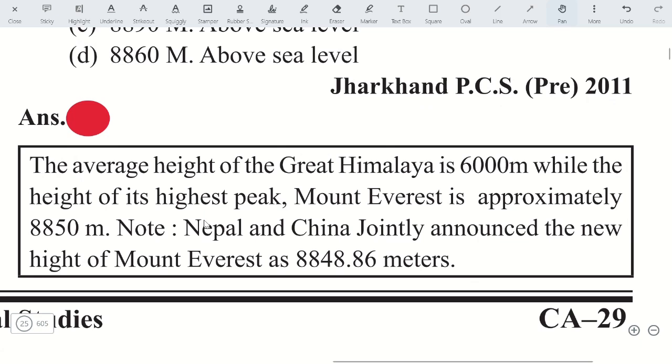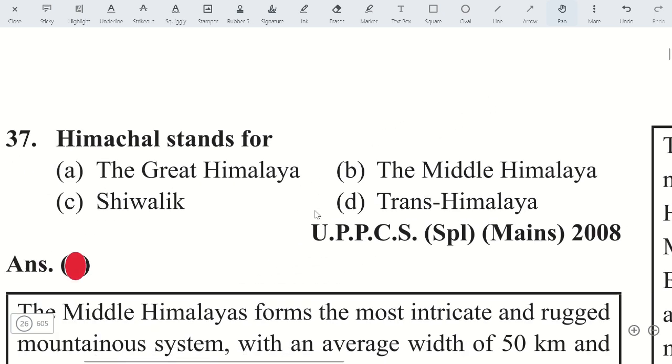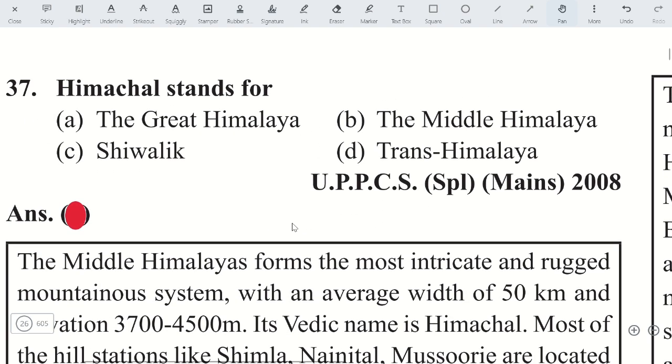Next question. See, the average height of Great Himalaya is 6000 meter. Average height of Lesser Himalaya or Middle Himalaya is about 3000 to 4000, and Shivalik range is about 900 to 1100 meter. Remember this. The next question is Himachal stands for Middle Himalaya.